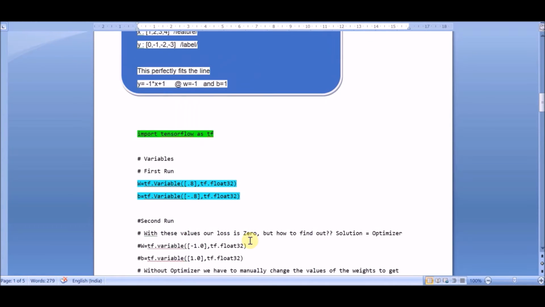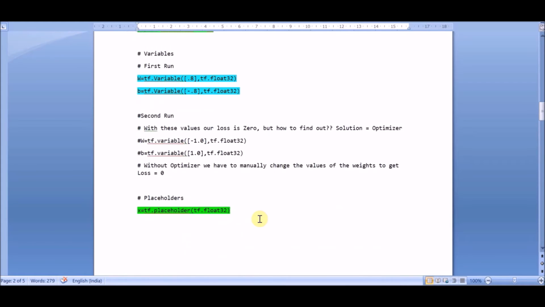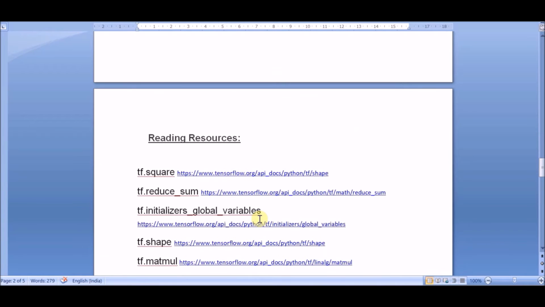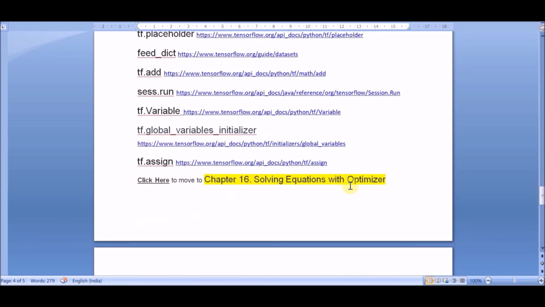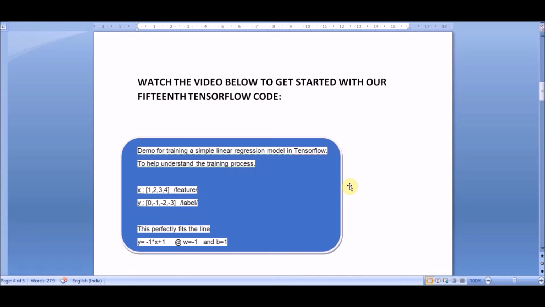This is the 15th chapter and these are the lines of code. We have kept the equation same as it was previously. This time we are not going to specify the values of W and B. Rather, it will be the job of the optimizer. After that, we have got learning resources which are pretty much common as compared to chapter number 14. So let's get started.